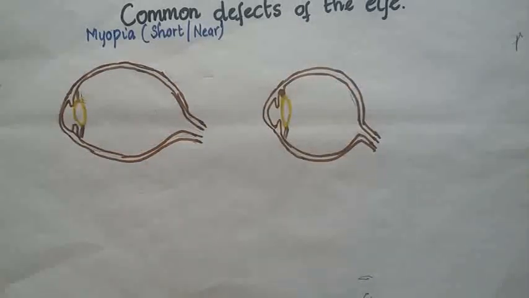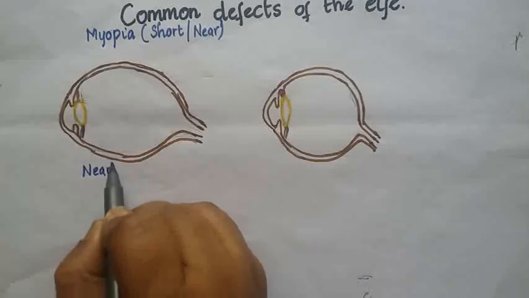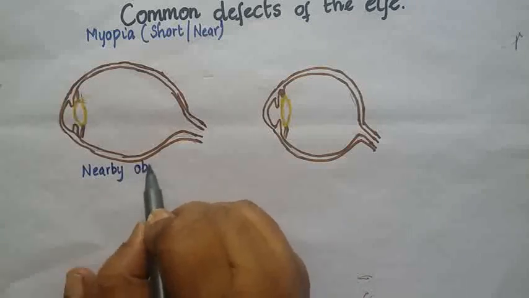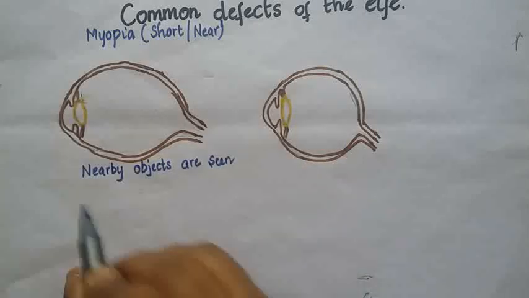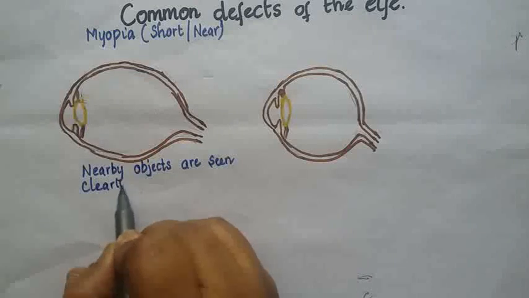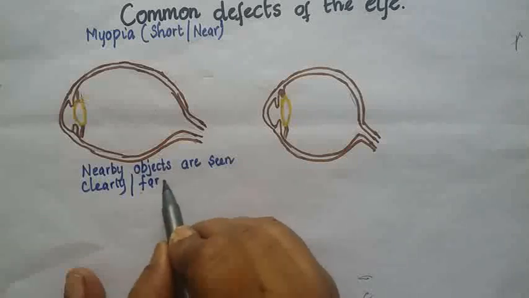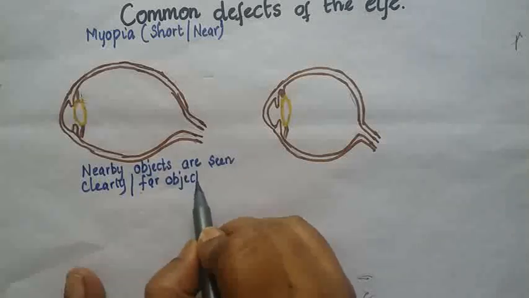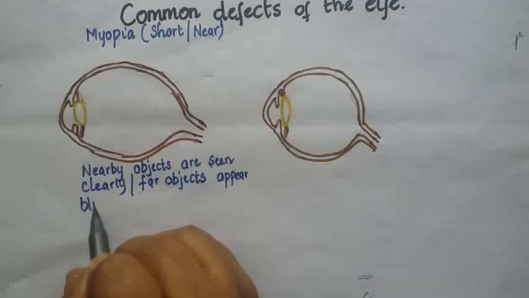Children, so what is myopia? Myopia is a defect in which the nearby objects are seen clearly, whereas the far placed objects appear blurred.